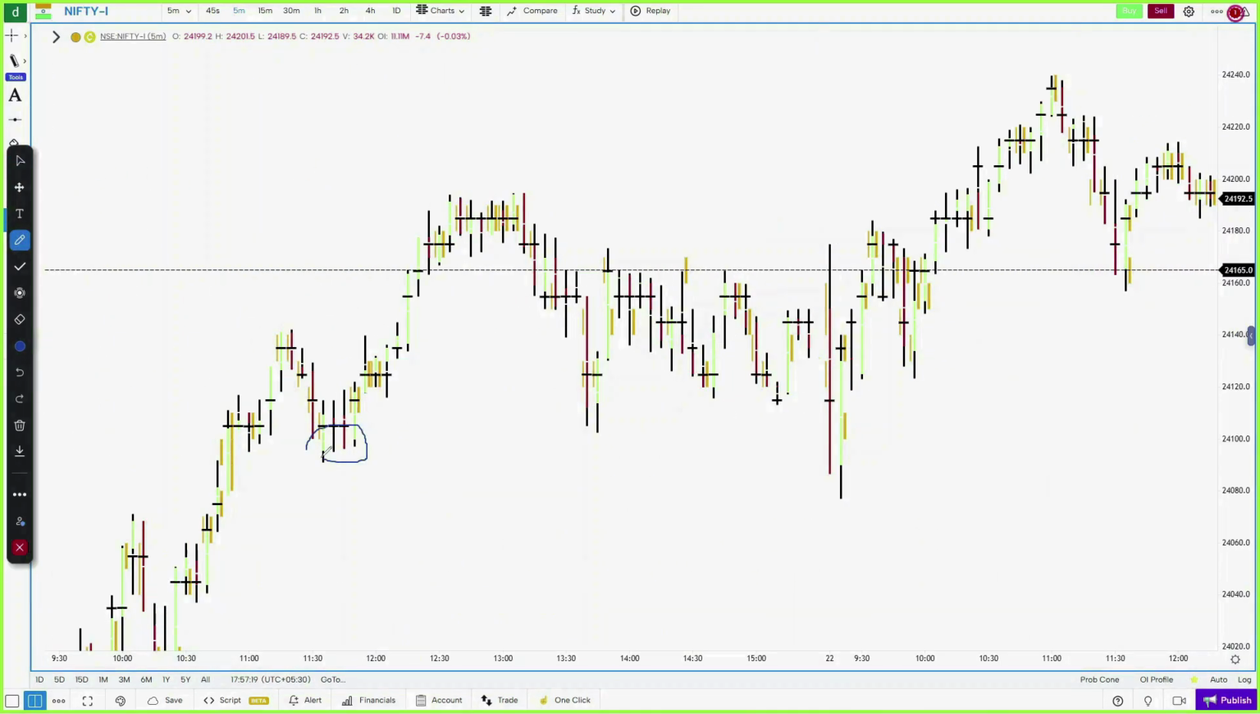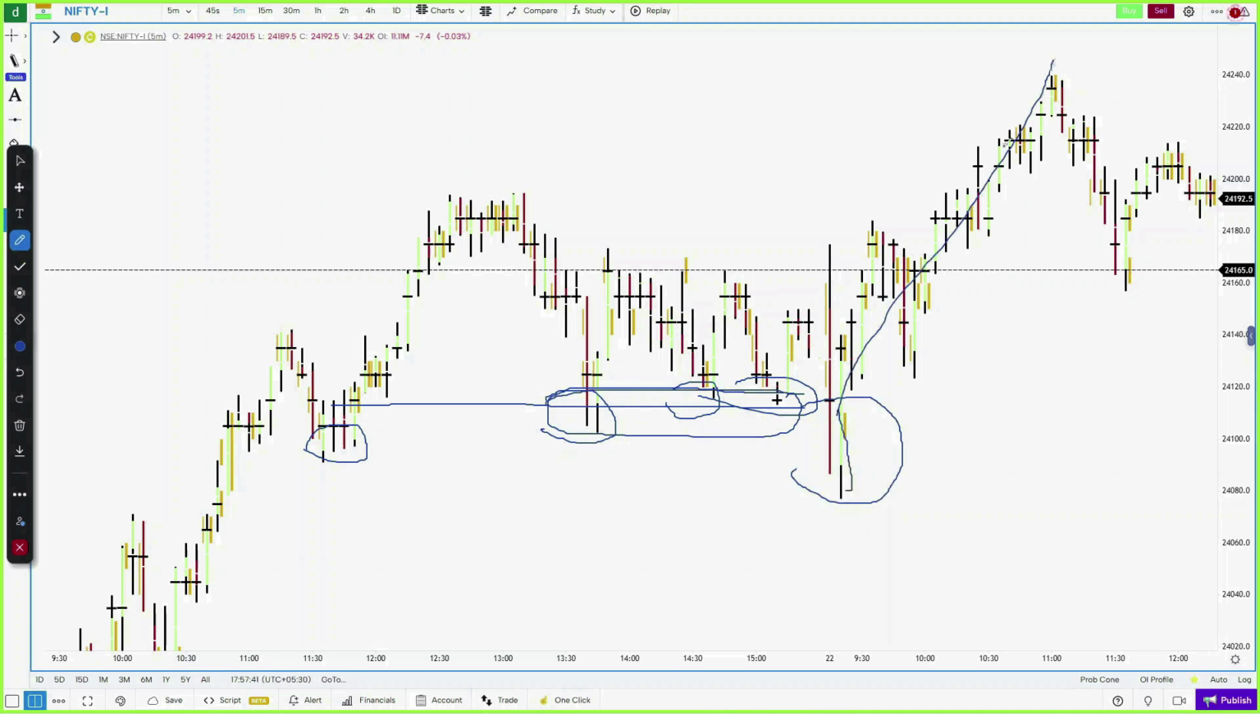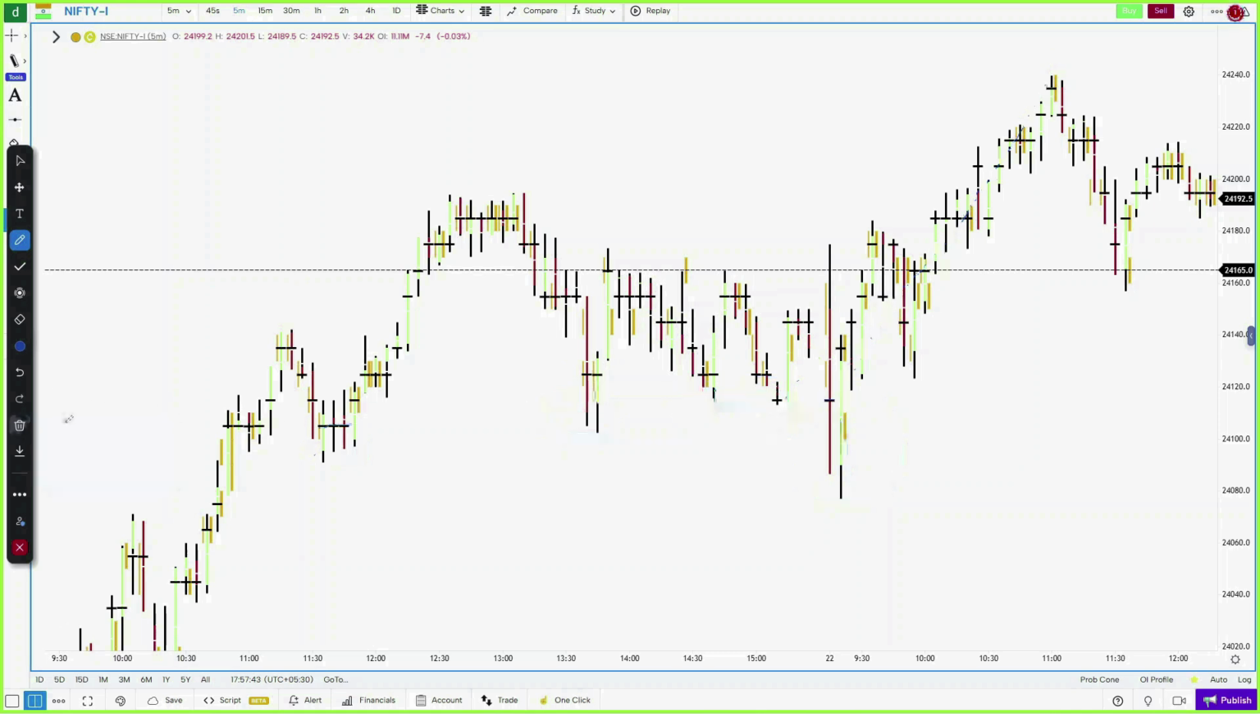Here there is a low, and around this there is another low, and another low. So what this tells you is it's very obvious that if someone has to go long, they will keep their stop losses just below these areas. So what happened next? There was a strong down move below these obvious lows, and then price went up. This we can call a liquidity sweep.